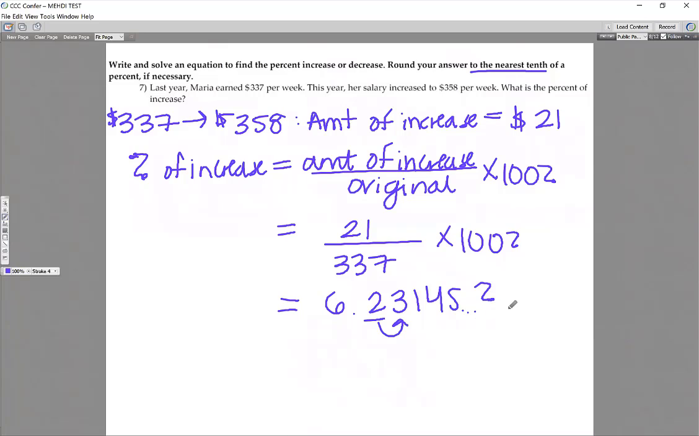So for the purpose of this problem, we're told to round our answer to the nearest tenth of a percent if necessary. So we see that in the hundredths place, we have a 3, so that's below 5, so we're going to round down. So our answer becomes 6.2%. So 6.2% is the amount of increase for Maria's salary per week.